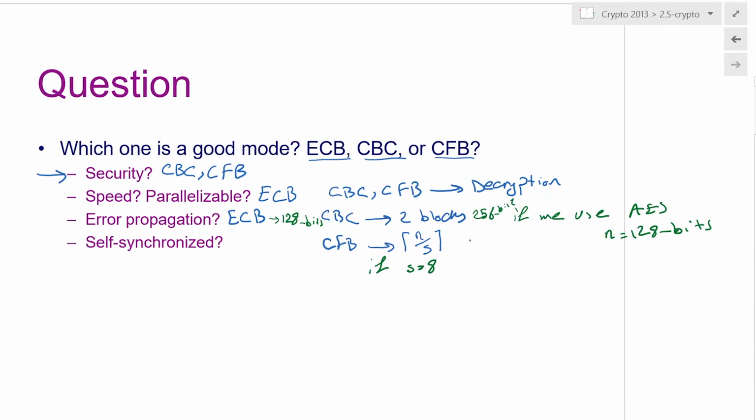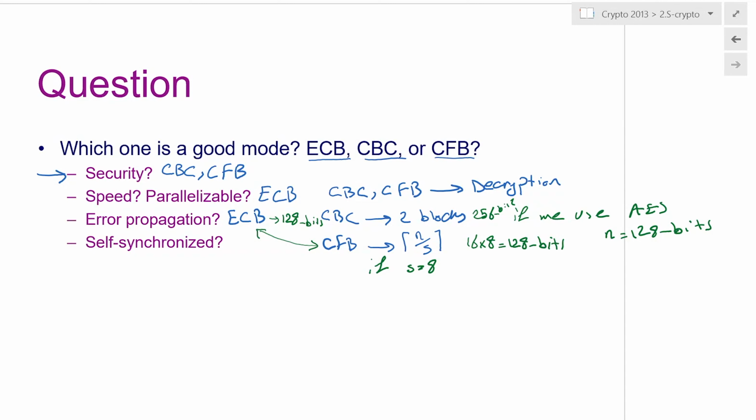So we are missing 16 blocks, and every block is 8-bit. So altogether, we are missing 128 bits, right? So from the amount of information that we would miss, ECB and CFB are equal, right? Because in both cases, we would only miss 128 bits. However, on CBC, we are missing 2 blocks. That, supposing we use AES, means that we are missing 256 bits.